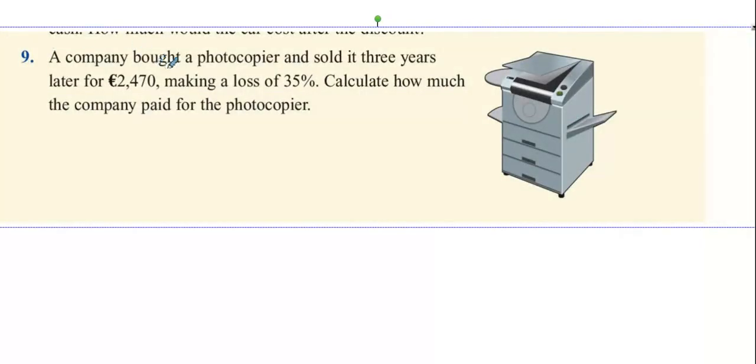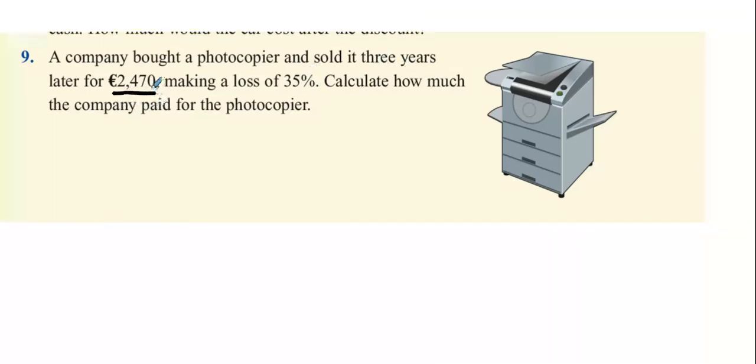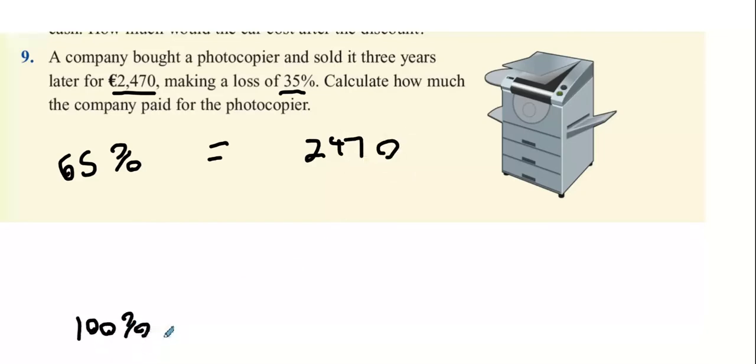Nine. A company bought a photocopier and sold it 3 years later for €2,740, making a loss of 35%. Calculate how much the company paid for the photocopier. Well, if they lost 35%, it means they sold it for 65%. So 65% equals 2,740. You want to find out how much 100% was, how much it was before it lost its 35% value. So you're going to divide by 65 to get to 1%, and then multiply by 100 to get back to 100%.